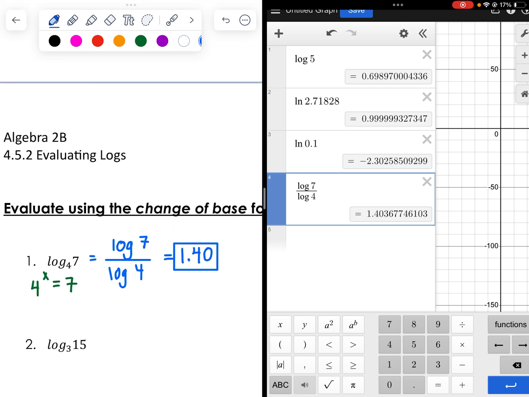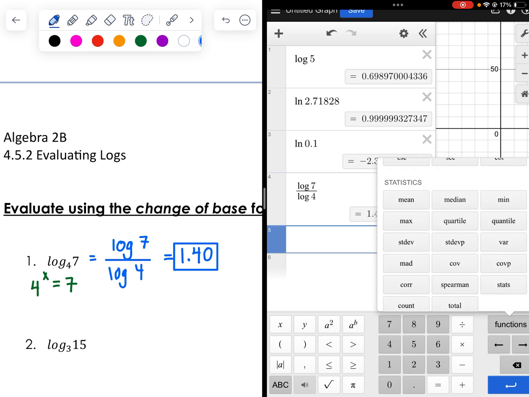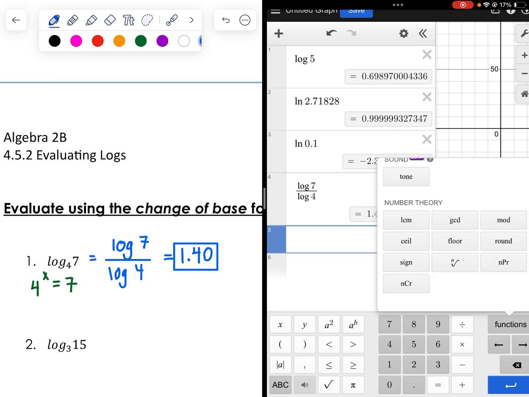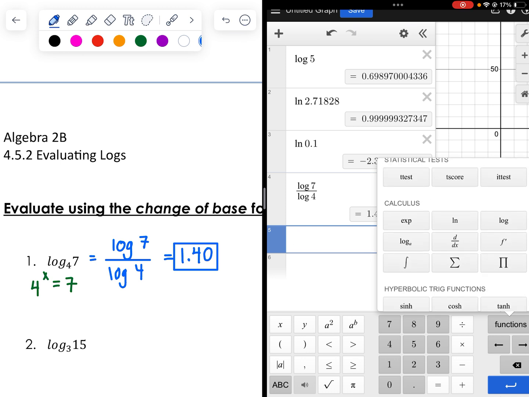Okay? But you guys have access to Desmos, and Desmos has updated their calculator to have logs of any base. In order to get this to work, you need to hit the functions button. And it pulls up your trig functions, your stats buttons. If you keep scrolling all the way down, oops, I might have gone too far. Oh, it's underneath calculus. Okay, so these formulas are used a lot in pre-calc and calculus.